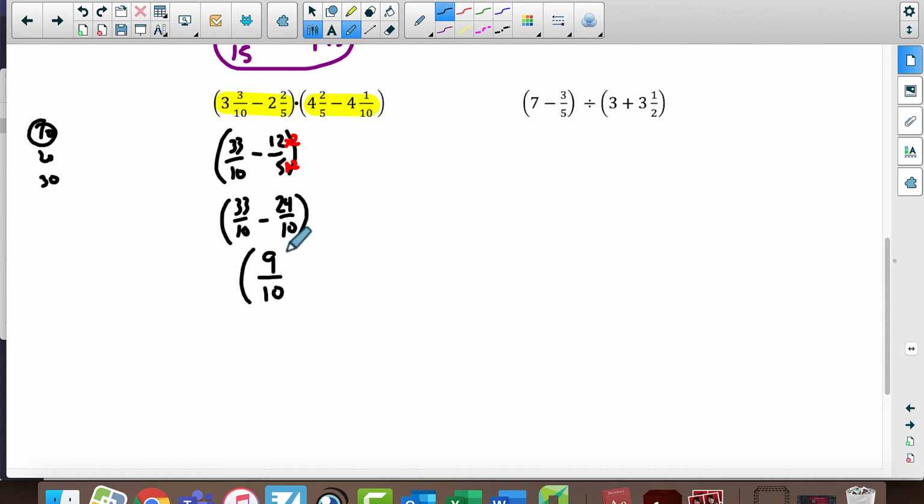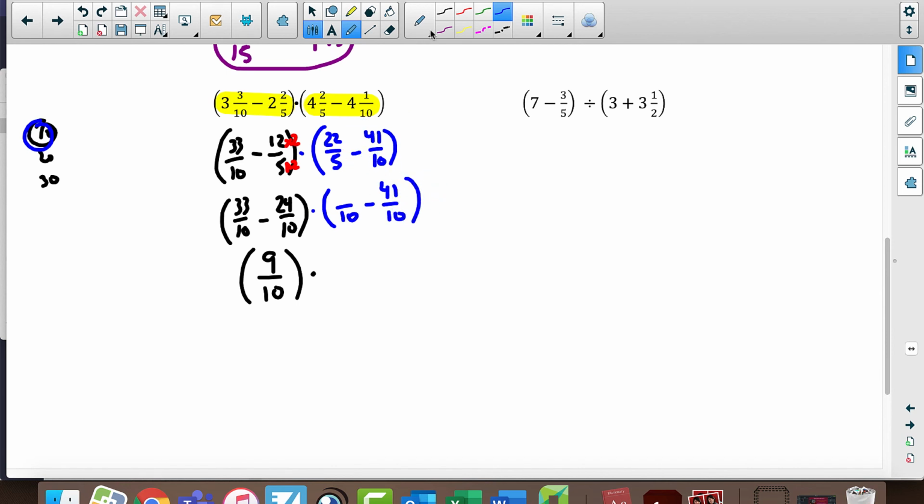So we have 9/10 in the first bracket, times, now let's do the second one. I'll do this in a different color. You could do it down below or something. I'm just going to move it right here. So let's switch it to improper. 4 times 5 is 20, plus 2 is 22 over 5, minus 4 times 10 is 40, plus 1 is 41 over 10. And we're looking for the lowest common denominator of 5 and 10. We just did that. It was 10. So this time we will find a new fraction here, but we'll keep the 41 over 10.